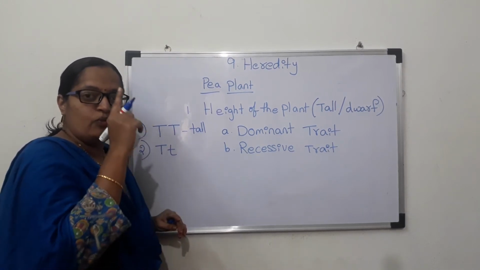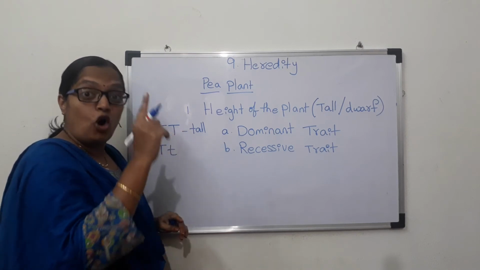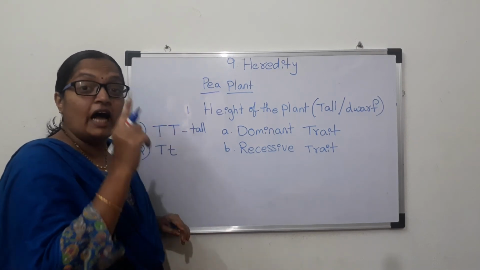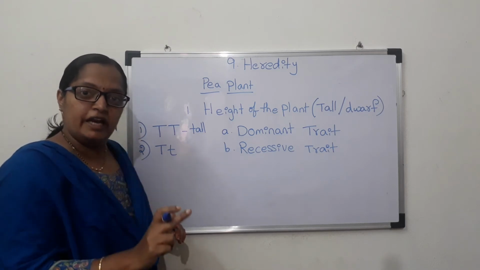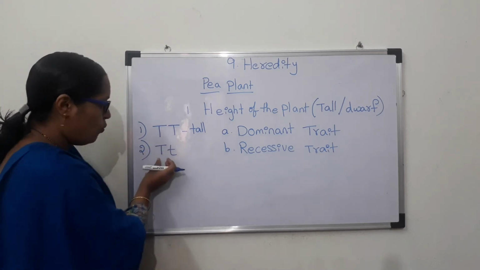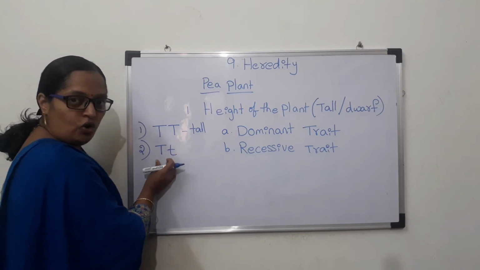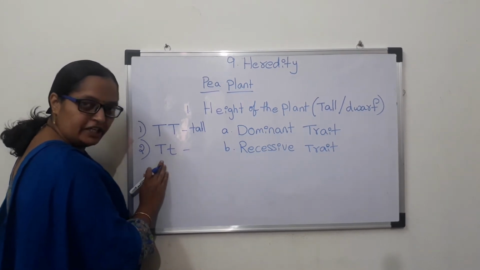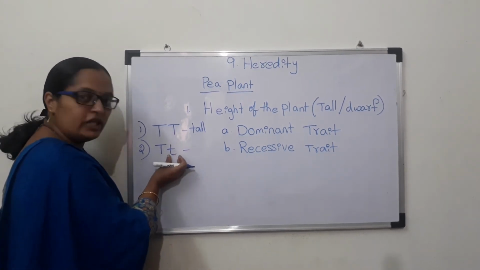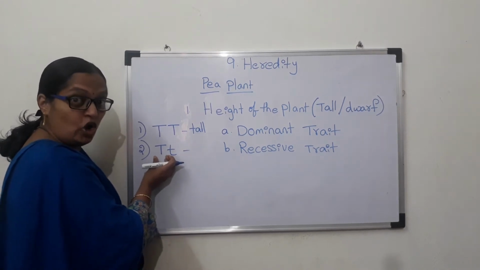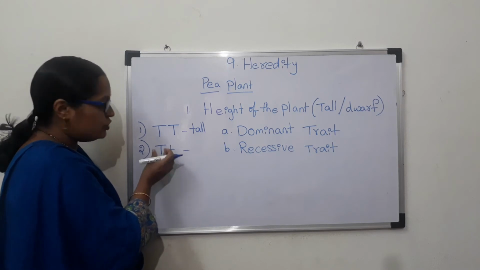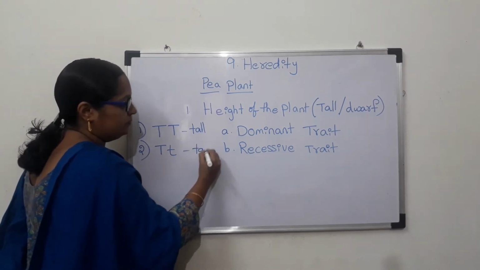In a pair of genes, if any one gene is dominant, then that character is expressed. Here, one capital T is there. So a dominant character is present even though the other one is recessive. One dominant gene is present here. So, the plant will be tall.